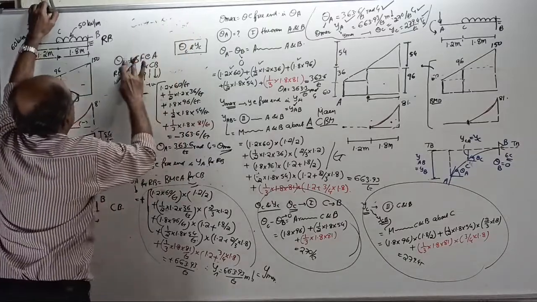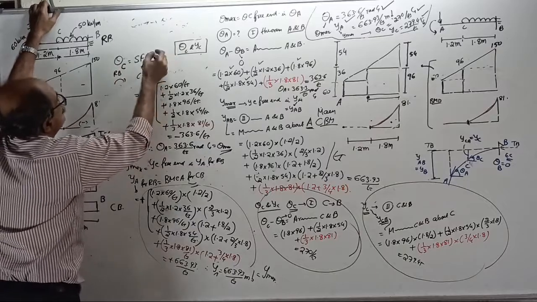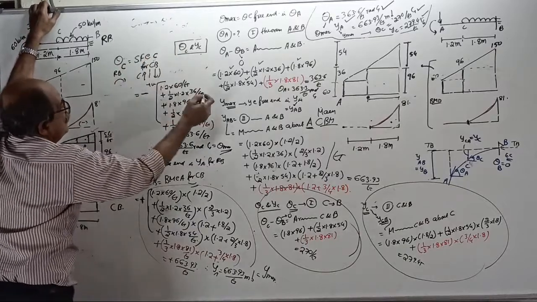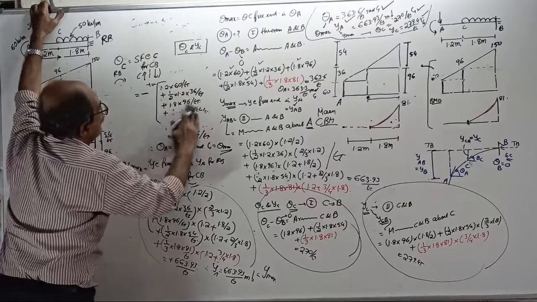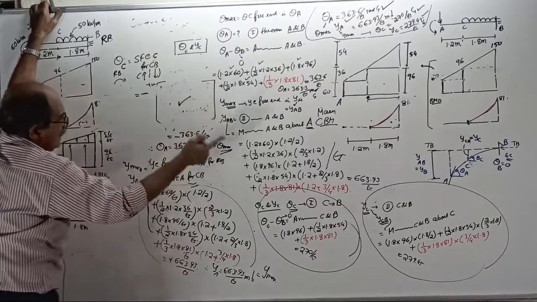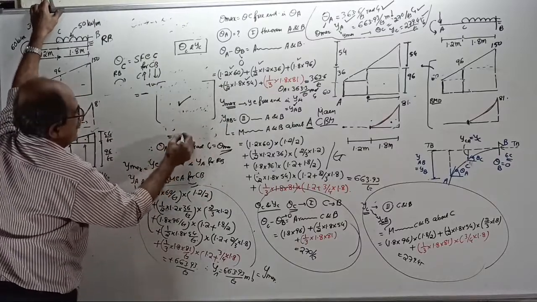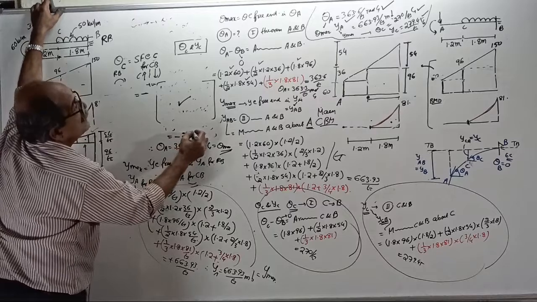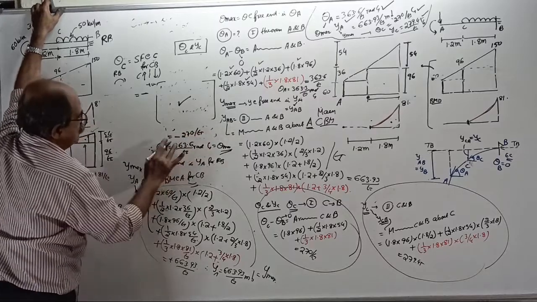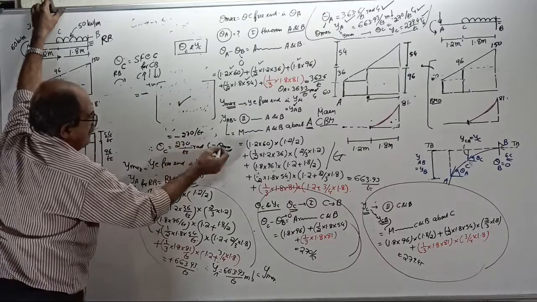Theta C and YC. Theta C clockwise in real beam equal to shear force at C conjugate beam. You write what is the calculation here. It should come same as that one. Therefore, some answer will come minus 270 point by EI will come. So theta C equal to 270 by EI radian anti-clockwise.